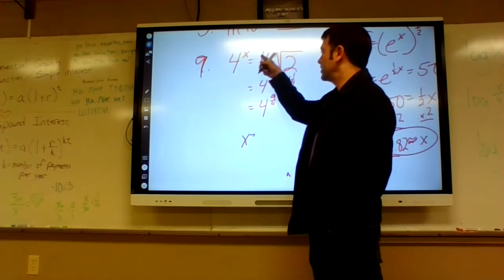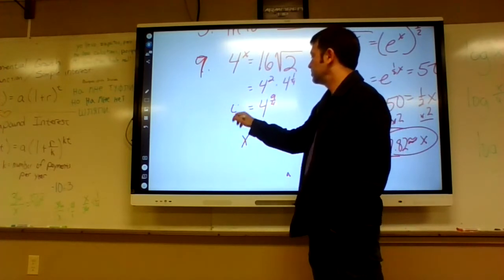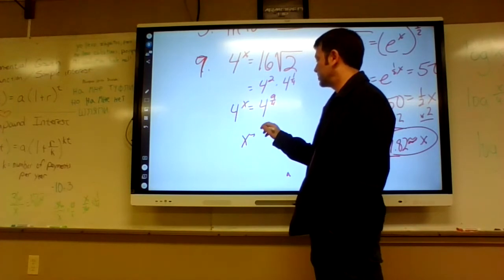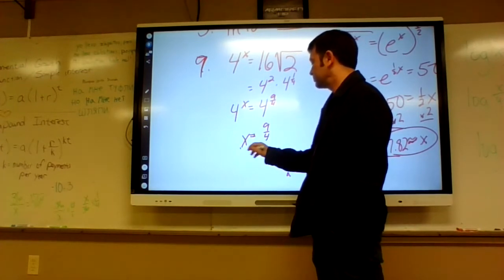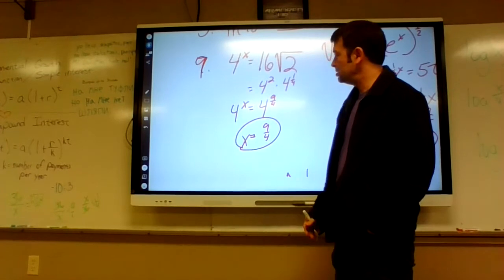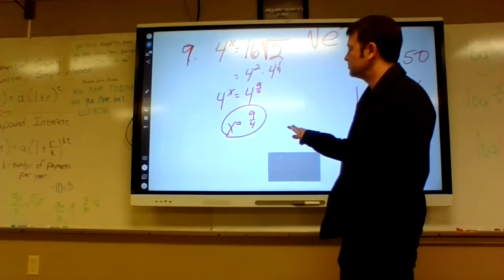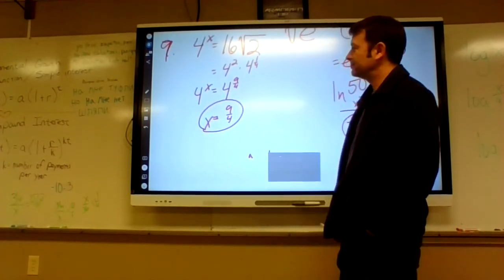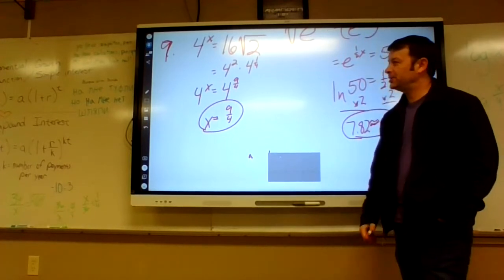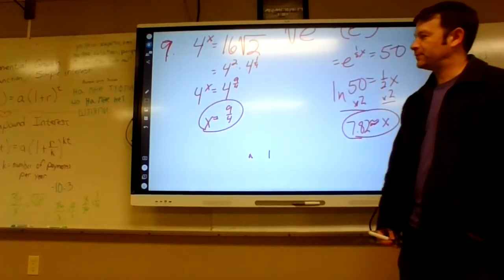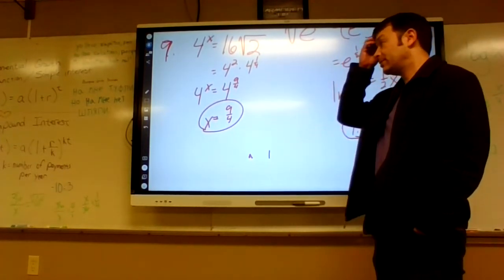Now 4 to the x equals 4 to the 9/4, so x is 9/4. Easy peasy. I haven't a clue what's going on. Easy. I just changed those numbers into powers of 4, so I could figure out that was 4 to the what.